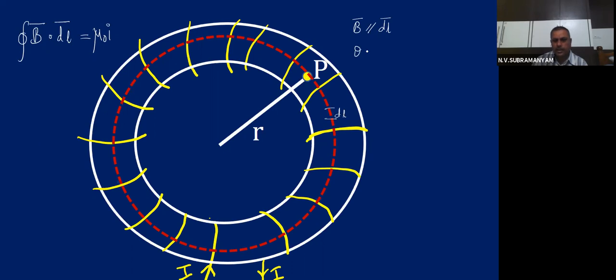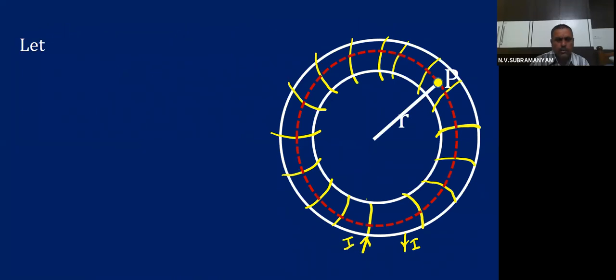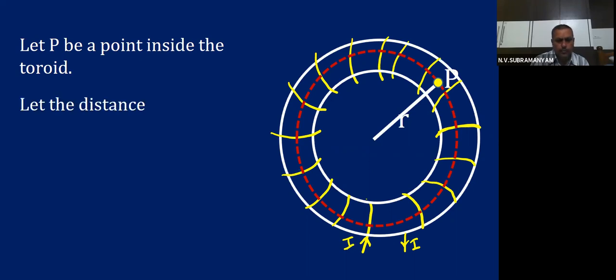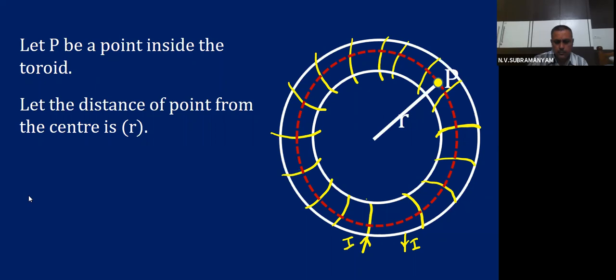Then automatically, theta value I must take as how many degrees? 0 degrees. And the B value will be the same for all points on this particular circle because they are equidistant points. See, the distance is the same, right or not? So now I will start applying Ampere's law. Let P be a point inside the toroid. Let the distance of the point from the center be R.